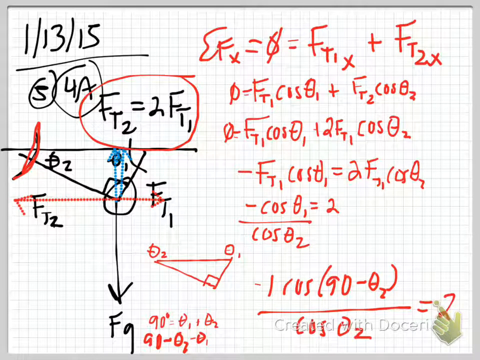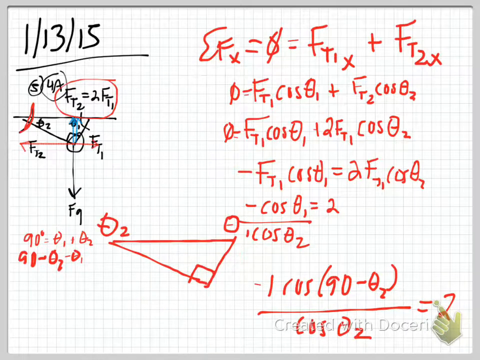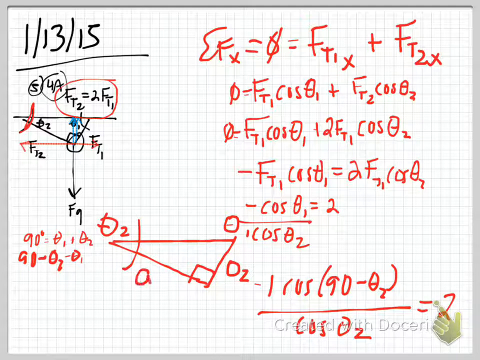Now, here's the trig identity, folks. I'm going to have to shrink and move stuff. Okay, so if we take theta 2, for example, there's theta 2. There is opposite 2. There is adjacent 2. Okay? They all have the same hypotenuse.